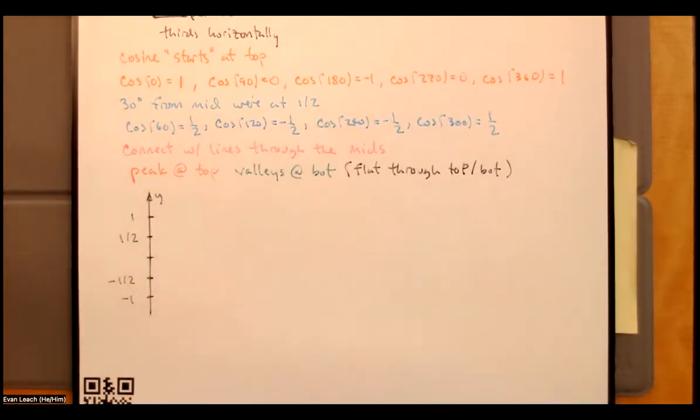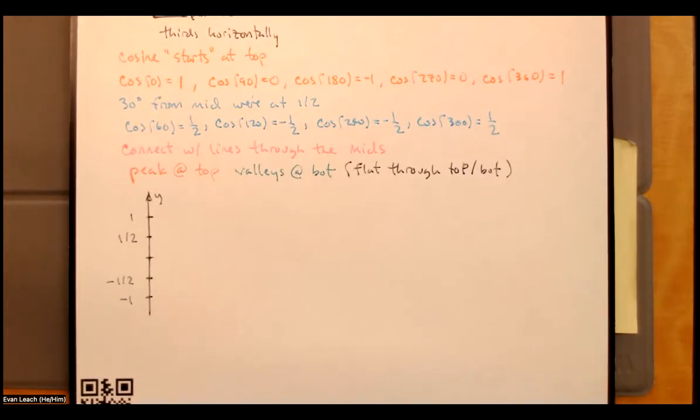So I'm going to put my y-axis. I'm going to make sure I mark a 1/2, a 1, a 0, -1/2, and -1. So I'm going to use halves vertically. Then horizontally, I'm going to split thirds.